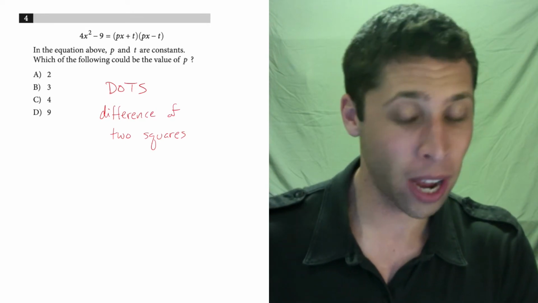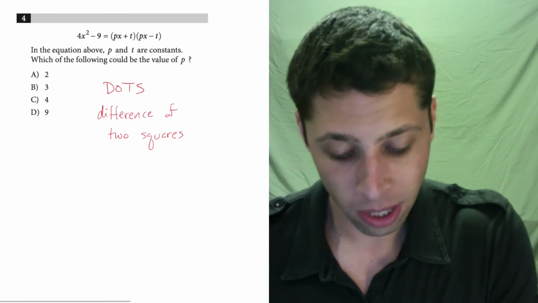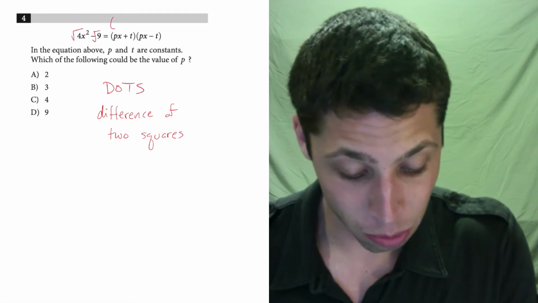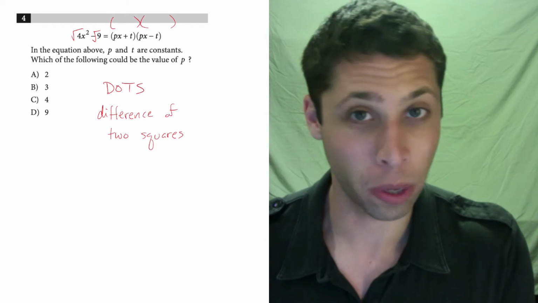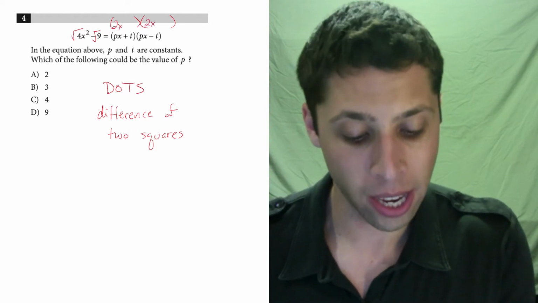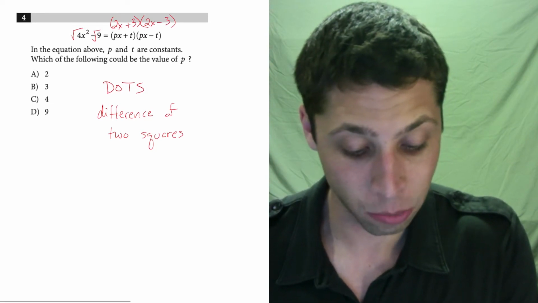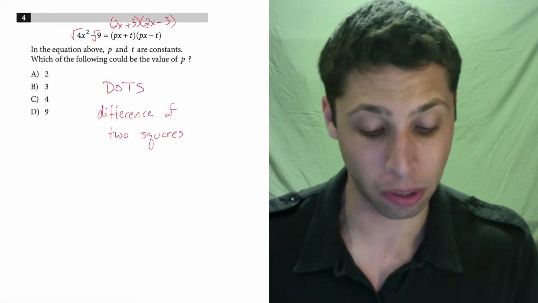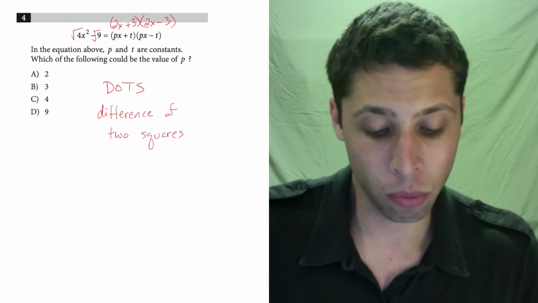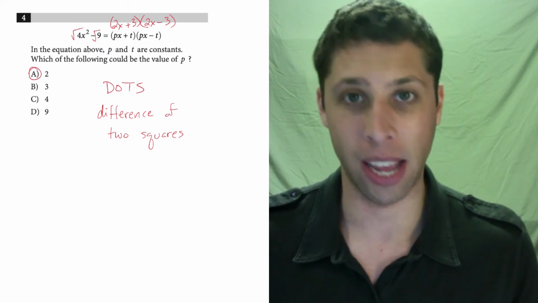If you've learned factoring before, you know that the process here is really just to take the square root of both parts, and that gets you each of the pieces. The square root of 4x squared is 2x. The square root of 9 is 3. And then one of the pieces is a plus, one is a minus. And notice how that matches up perfectly with this px plus t, px minus t that we have here. And so you probably just know, if you've learned difference of two squares before, that A is going to be the answer here.